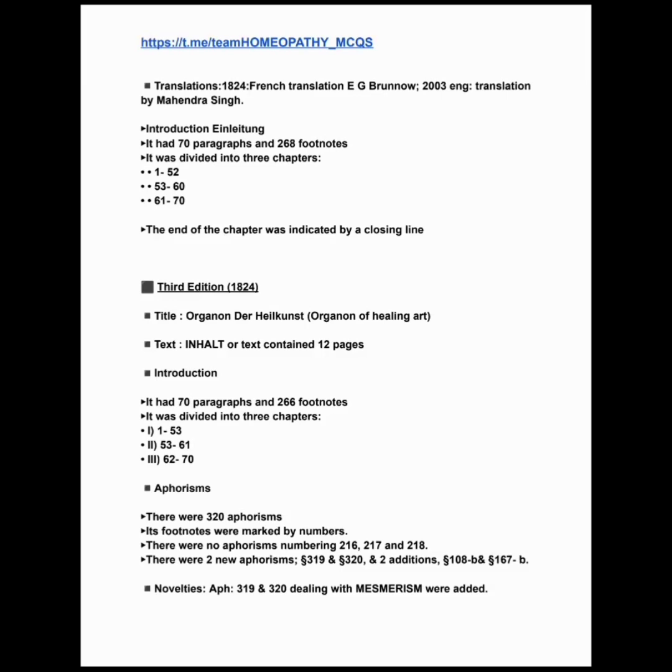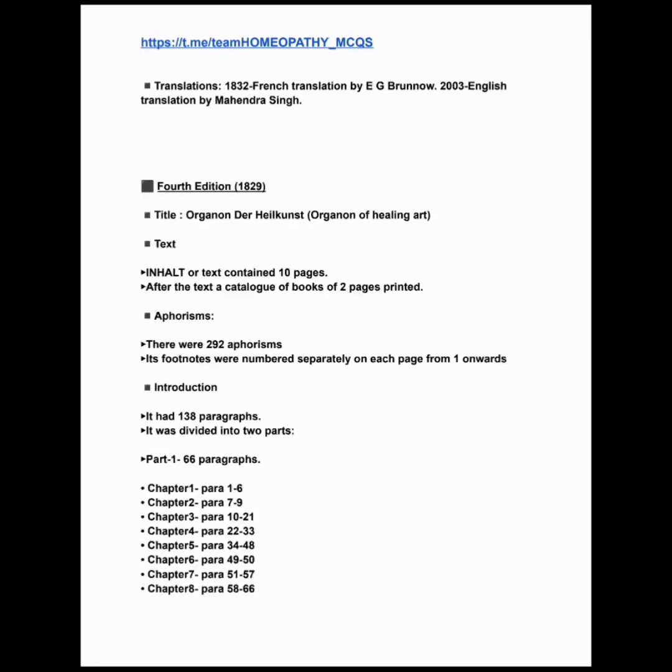Now we will discuss the novelties. Aphorisms 319 and 320 dealing with mesmerism were added. Now the translations. In 1832, French translation by E. G. Bernau, and in 2003, English translation by Mahendra Singh.